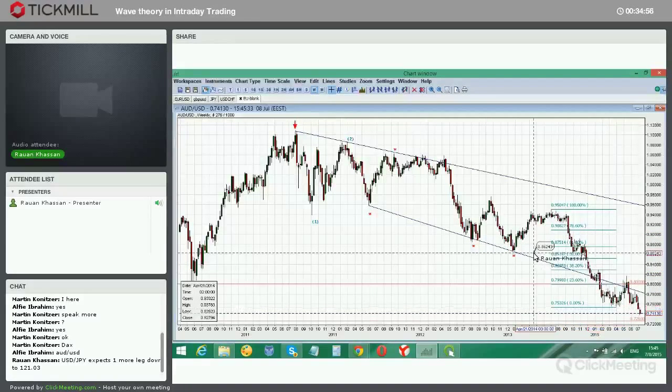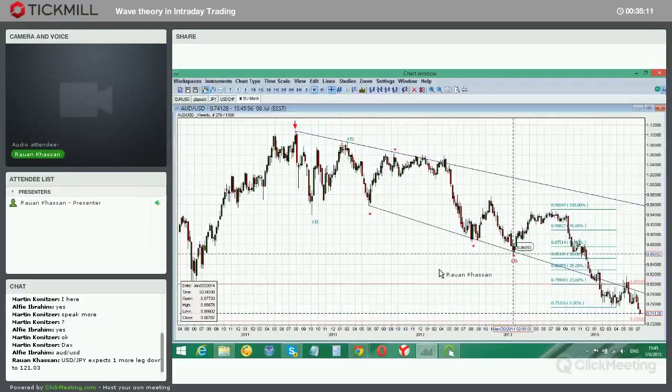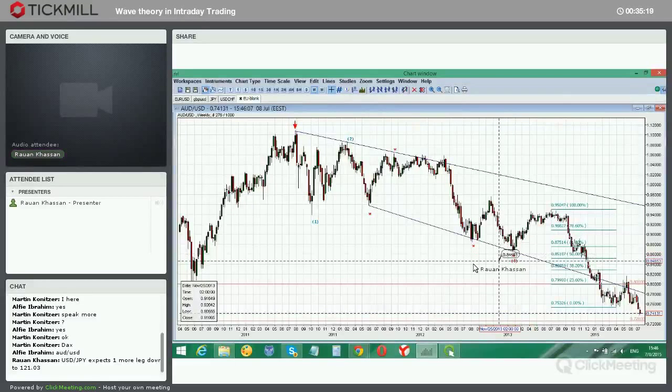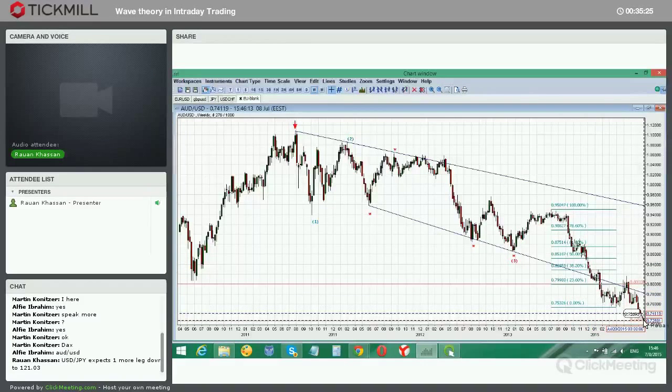Here could be 2 different opportunities. The first opportunity is that wave number 3 finishes at this point. That means it finishes on the bottom of January 2014, 0.8660, and after this we see the continuation of descent.